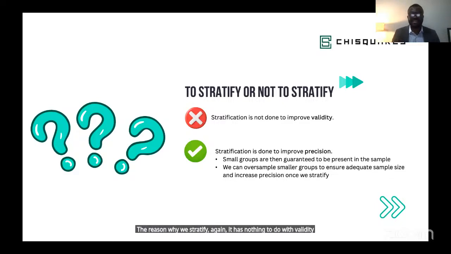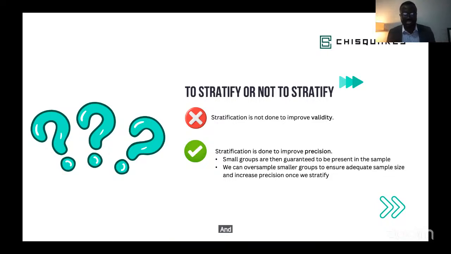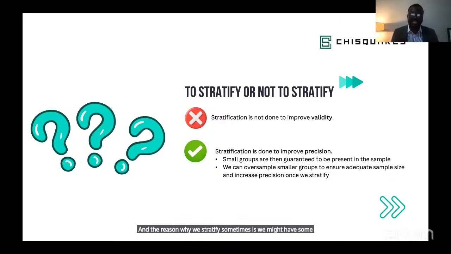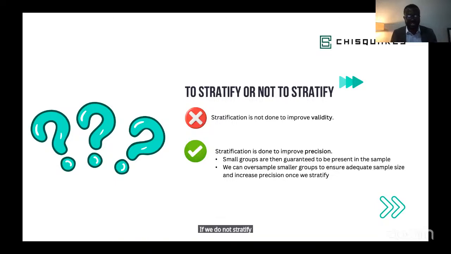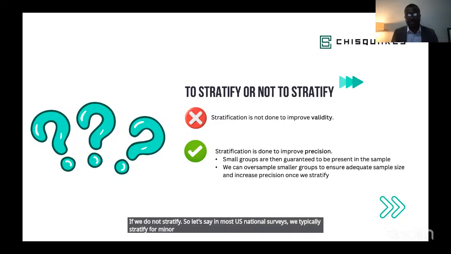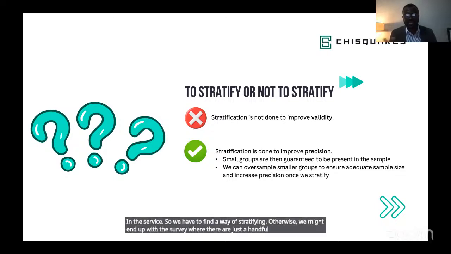It has everything to do with precision. The reason why we stratify sometimes is we might have some groups in the country that are not very likely to be captured in large numbers if we do not stratify. So let's say in most US national surveys, we typically stratify for minority groups. Like we want to make sure that there are sufficient Blacks and Hispanics in the surveys. So we have to find a way of stratifying. Otherwise, we might end up with a survey where there are just a handful of Blacks or Hispanics.